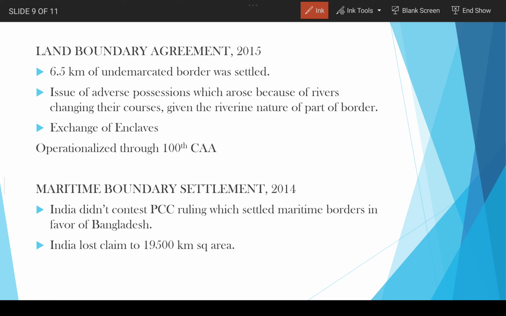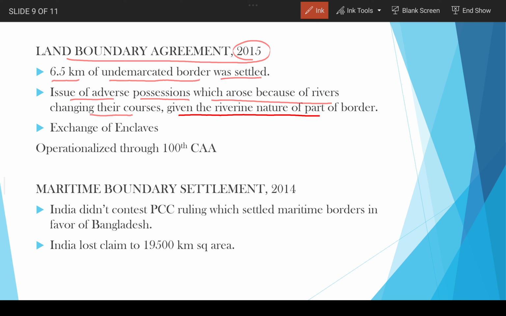So there was this land boundary agreement which took place in 2015. 6.5 kilometers of undemarcated border was settled. Okay, the issue of adverse possessions arose because of rivers changing their courses, given the riverine nature of a part of the border. Since a part of the border is riverine and the rivers change their course, there are issues with the border.